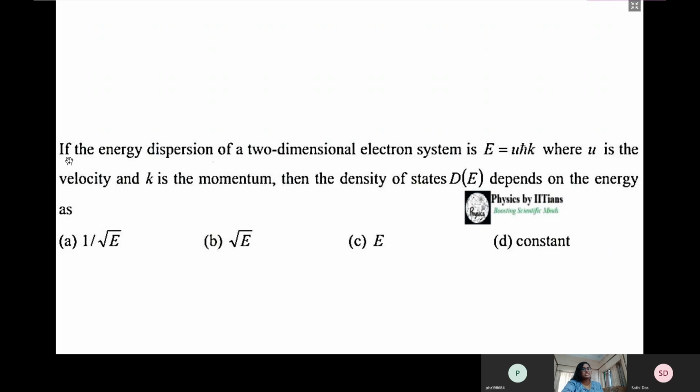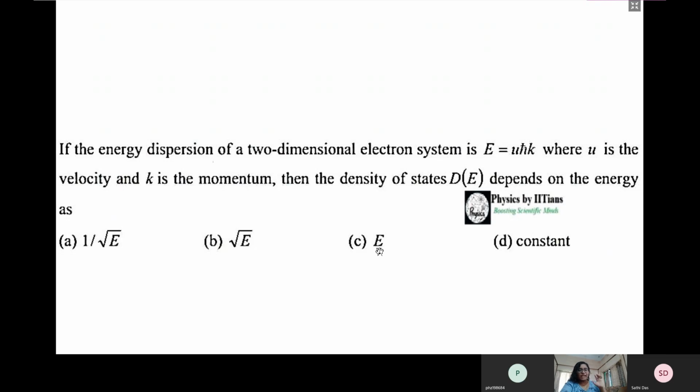So the next question is: if the energy dispersion of a two-dimensional electron system is E equals u h cross k, where u is the velocity and k is the momentum, the density of states depends on the energy as 1 by root E, or constant, and so on. Look here, it is the same question. Earlier it was v h cross k, here it is u h cross k. If you just remember it, you know that option C is the correct option.